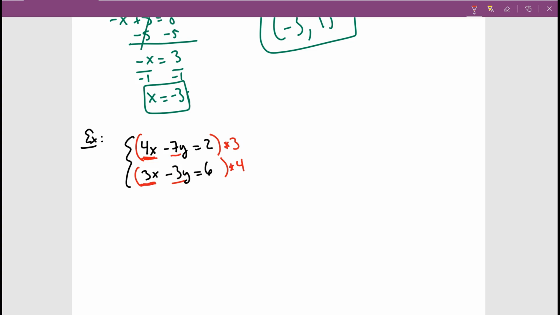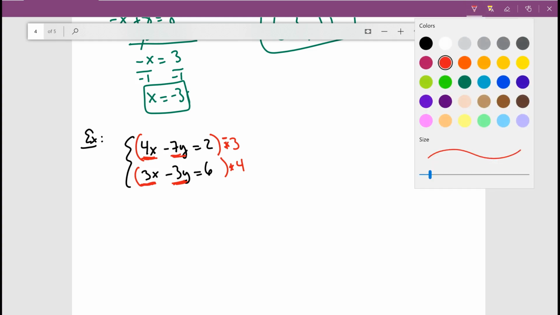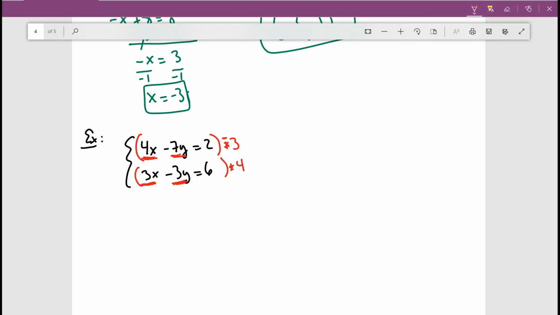Now, remember, in order for me to eliminate it, one of them has to be the opposite sign. So I can choose whichever I want. I'm going to choose the first one. Okay? Doesn't really matter. Now, notice I could have used the y also. The 7 and the 3. The lowest number that they both can divide by is 21. I could have done that too, and it will still give me the same answer. So in this case, we had to multiply both problems by the same number.